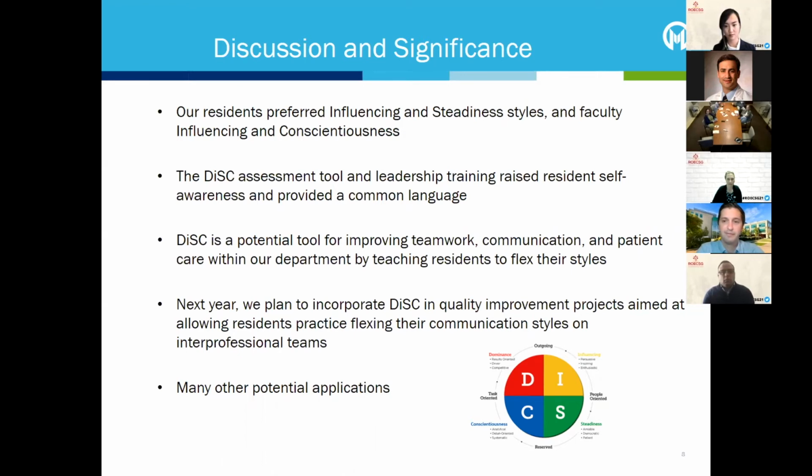Next year, we plan to incorporate the DiSC in quality improvement projects aimed at allowing residents to practice flexing their communication styles on interprofessional teams. I also envision the DiSC assessment training becoming incorporated into the onboarding process for incoming PGY2s. I also see the potential for this to expand department-wide to be utilized by all members of the care team. The DiSC assessment tool, I believe, has many other potential applications. Can you think of any for your department?